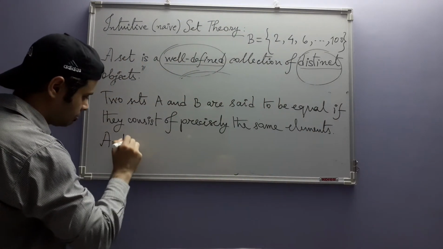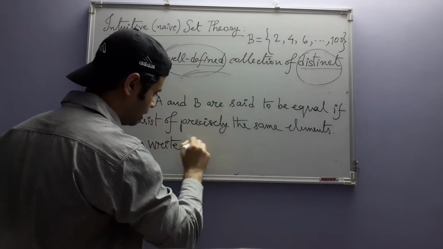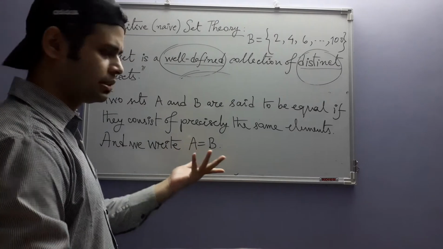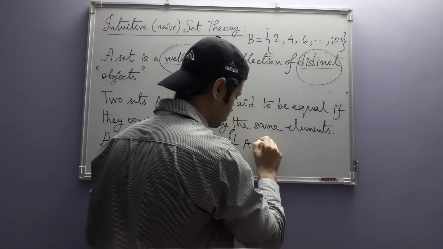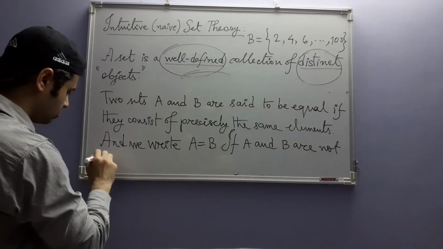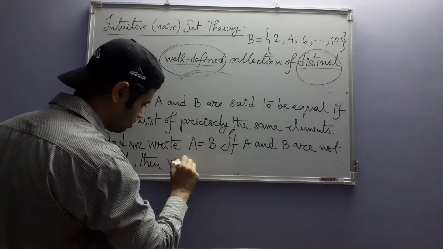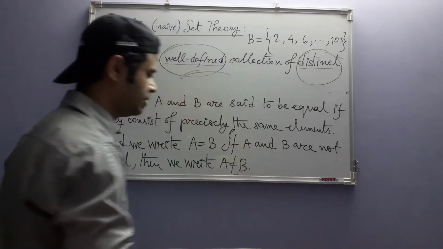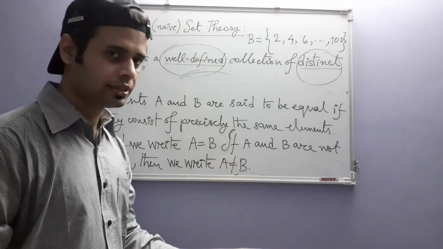And we write A equal to B. If they are equal, then we simply write A equal to B. If A and B are not equal, then we write A not equal to B. In this case, they do not consist of precisely the same elements.